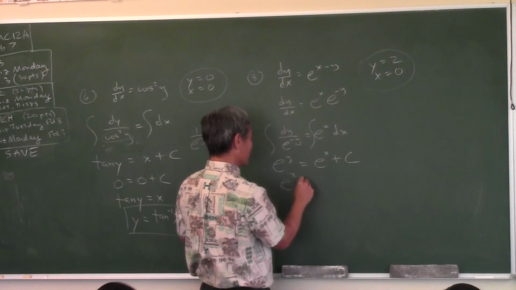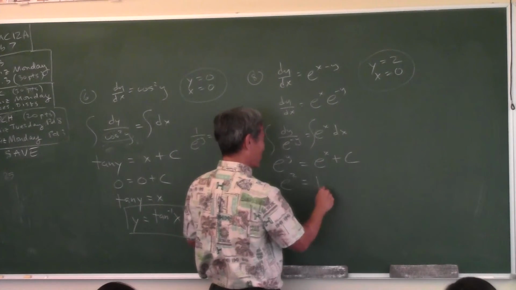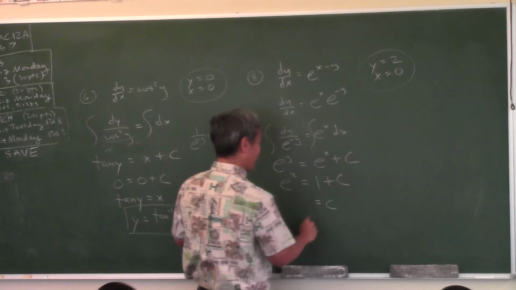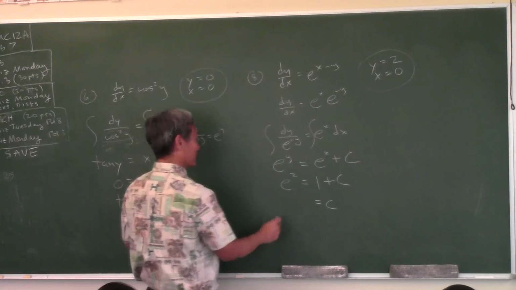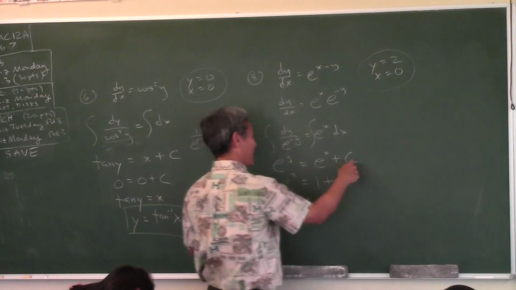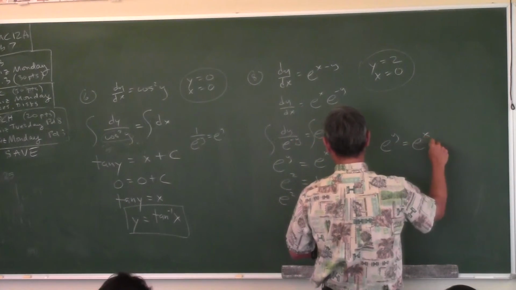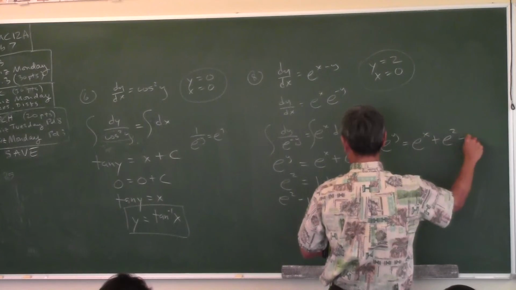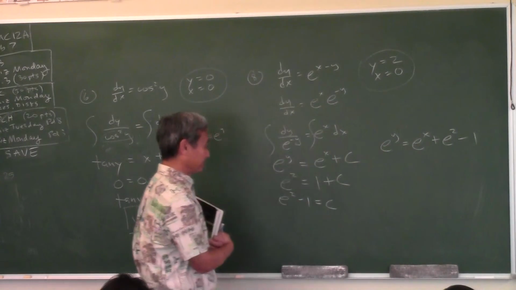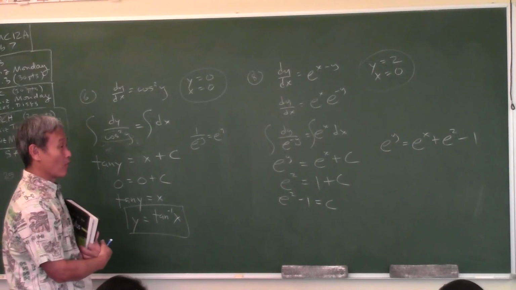So e to the 2 equals e to the 0, which is 1, plus c. So we just figured out c is e squared minus 1. That's the value of c. So put that in there. So we got e to the y equals e to the x plus e squared minus 1. Okay, the last step. Solve for y.